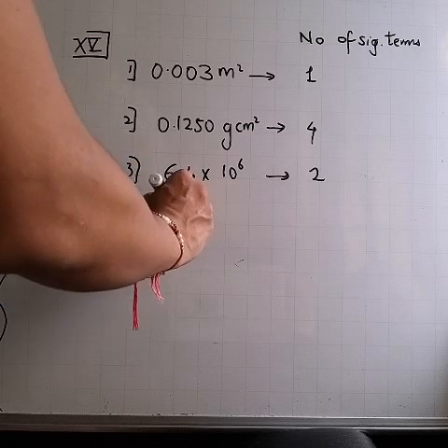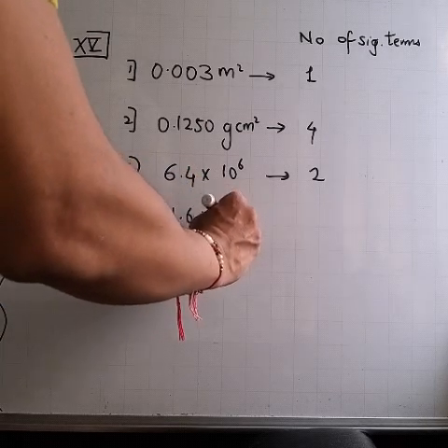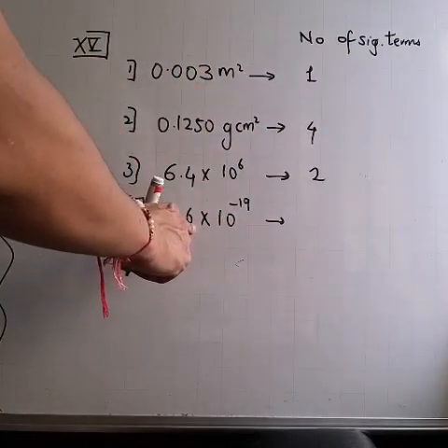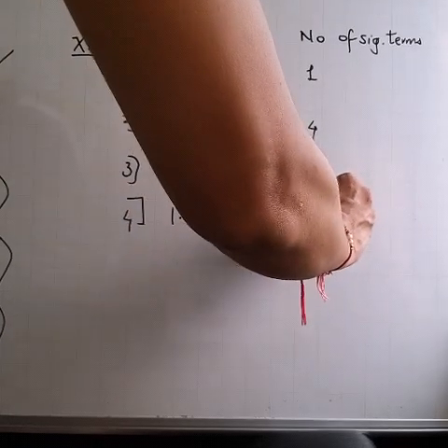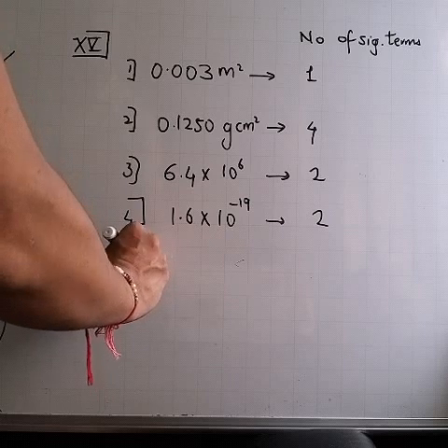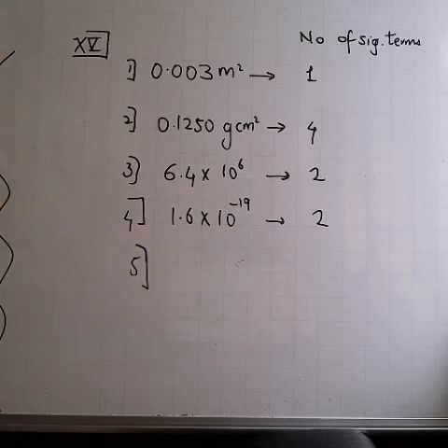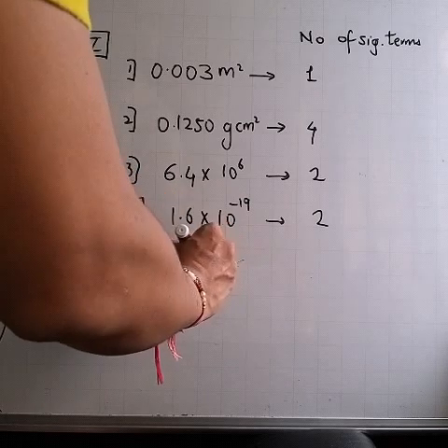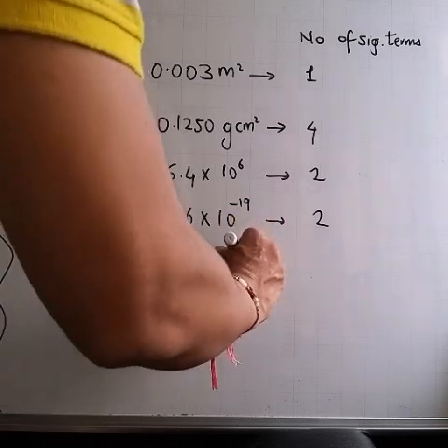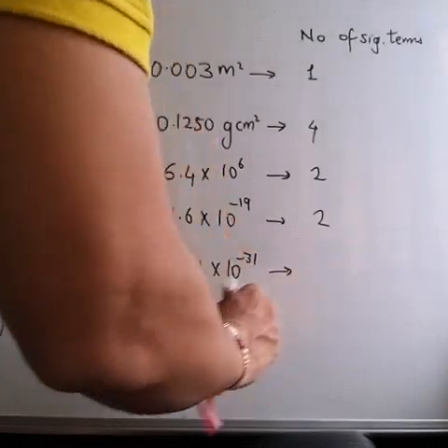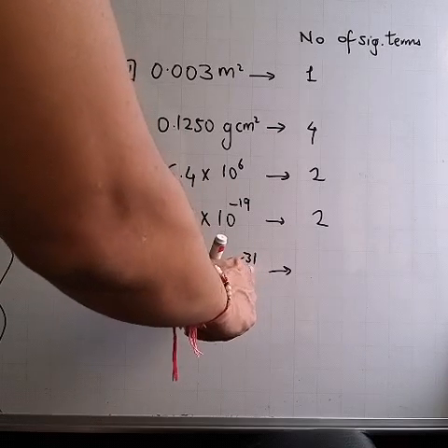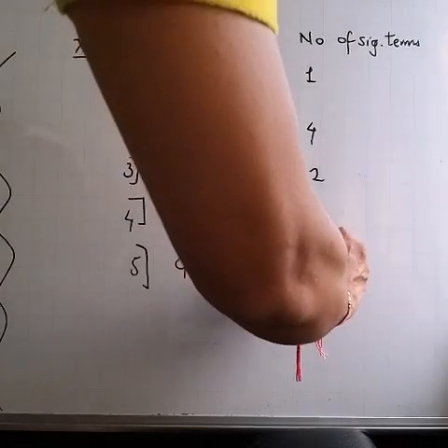Fourth example, 1.6 into 10 raised to minus 19. Again, the significant terms will be 1 and 6, so only 2 significant terms. Here the order of magnitude is minus 19. That also you remember. Last is 9.1 into 10 raised to minus 31. Here also both 9 and 1 are significant terms, and the order of magnitude is minus 31. So the number of significant terms is 2.